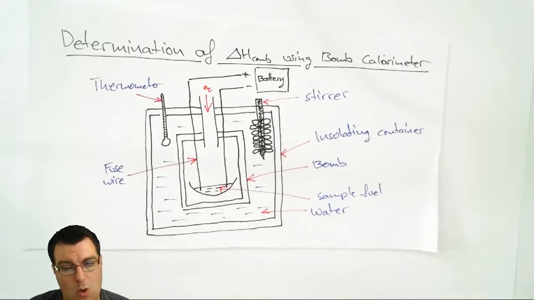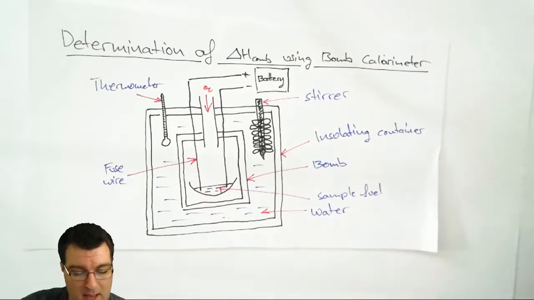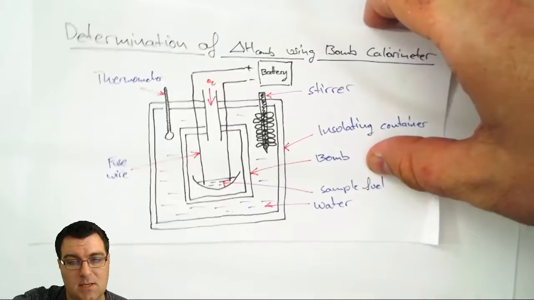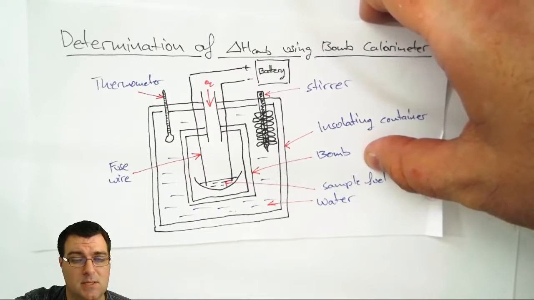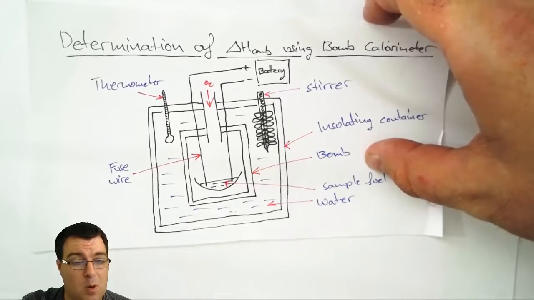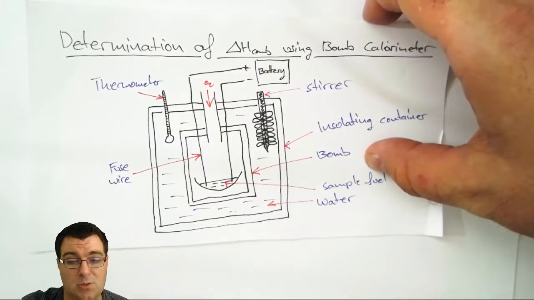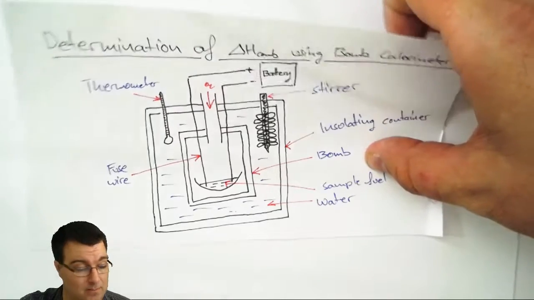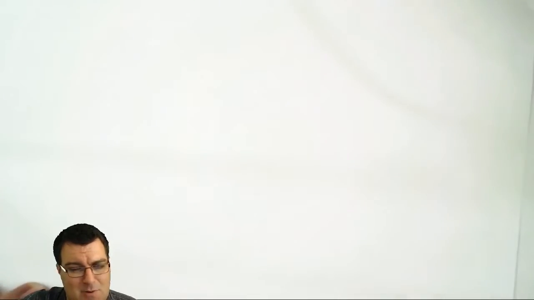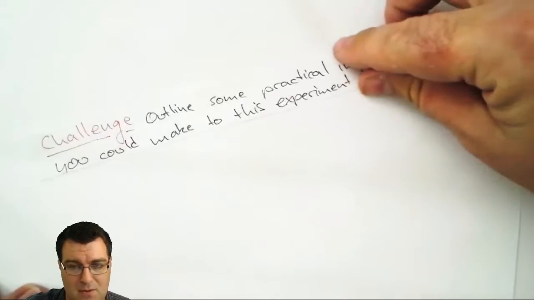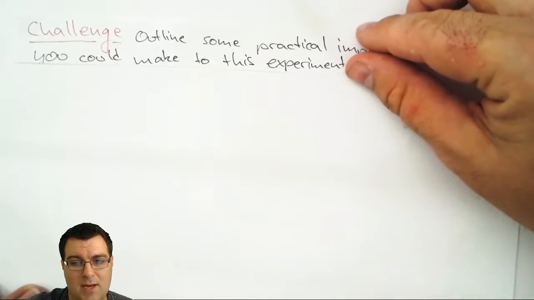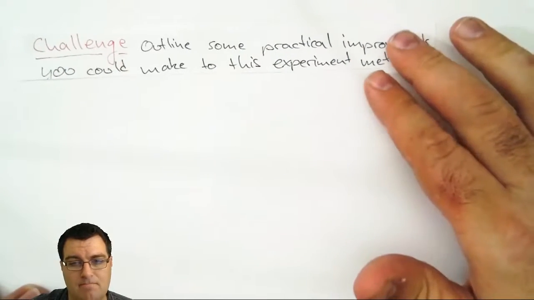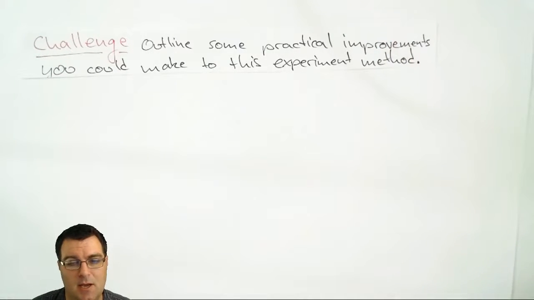Now, this type of equipment, you need to know it exists, but it is not available in a school. And one of the things they like to ask in the HSC examination and trial HSC examinations are possible practical improvements you could make to this experiment in a school. If you say use a bomb calorimeter, you're going to get 0. So let's challenge you right now. What are some practical improvements that we could make to the method we've been describing to get a more accurate molar heat of combustion?